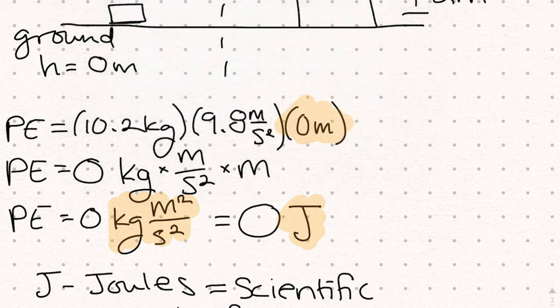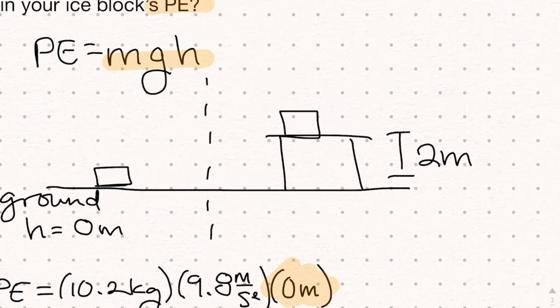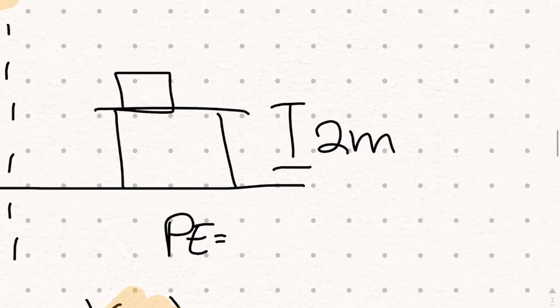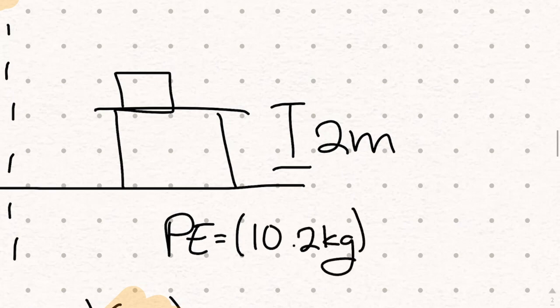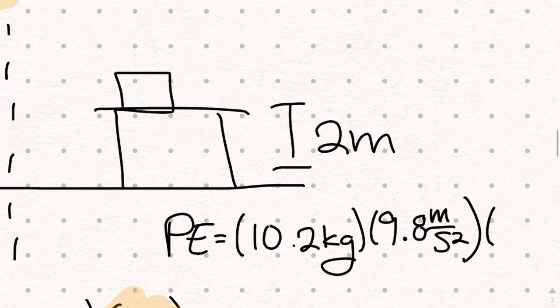Then we are going to solve for the right side of this problem. After we lift the block up, we're going to use that same potential energy equation, right? Our mass of our block is still going to be 10.2 kilograms, not going to change. Gravity also, we're still on Earth, so that's not going to change. And then now we've got our new height of our block. We've put it on a table that is 2 meters above the ground.